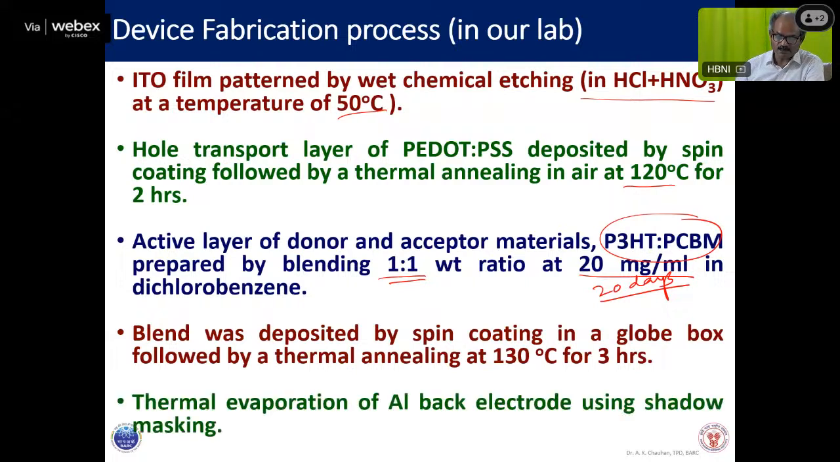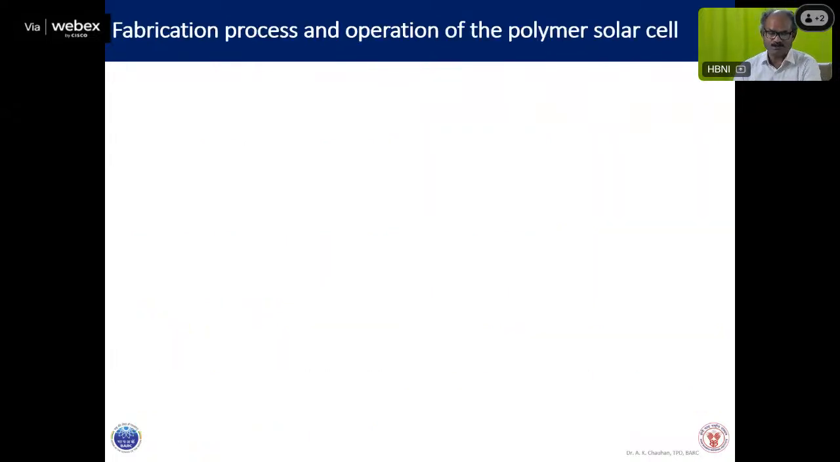Then thermal evaporation is done, depositing aluminum back electrodes by shadow masking. Everything is done inside, including the back electrode thermal evaporation, and the measurement also is done inside. And then the device is sealed and then taken out for the stability testing.